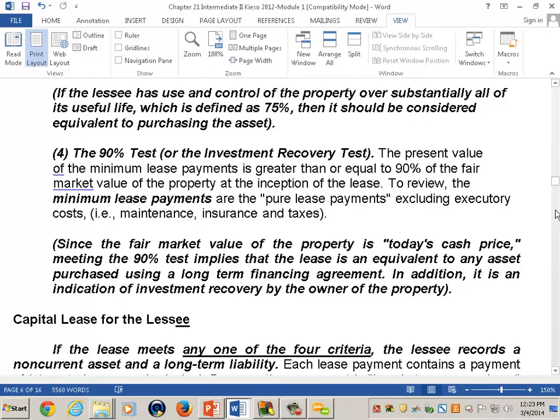And again, here, it is clear that if the lessor, the owner, is capturing or recovering 90% of its investment, the lessee has absorbed most of the risks and rewards of that asset. Pretty much transferring the risk to the lessee. Okay. So those are the four conditions.